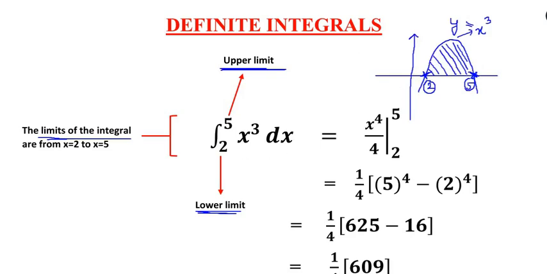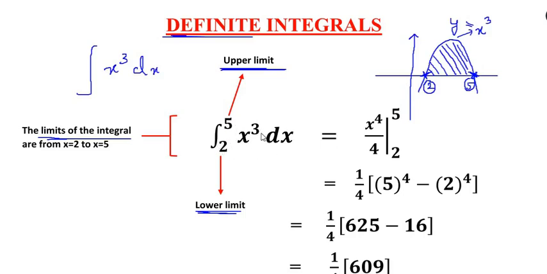Now let us see how exactly we are going to solve this integral. Since the lower limit and upper limit are given along with the integration, we call it a definite integral. If the upper limit and lower limit were not given, if it was written as x cube dx, then it would have been an indefinite integral. Now let us see how we are going to integrate this function.